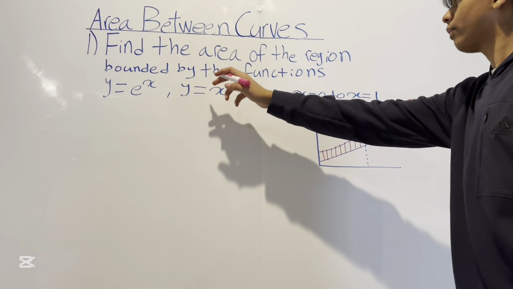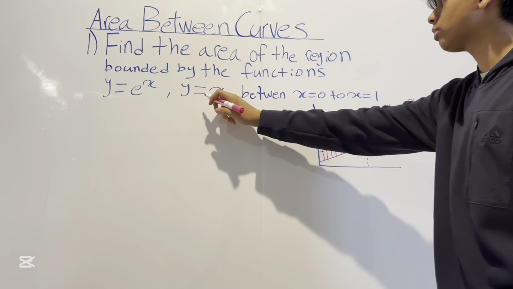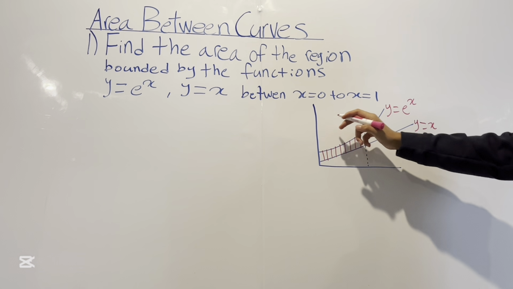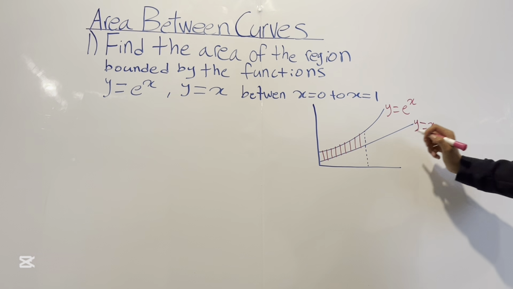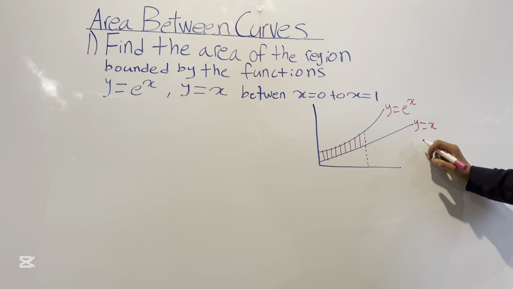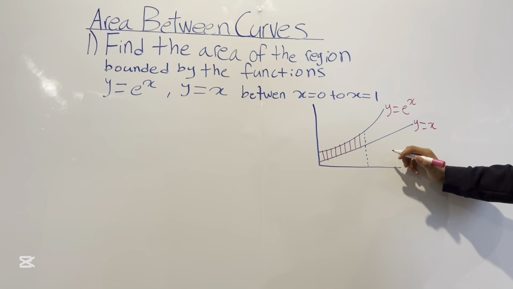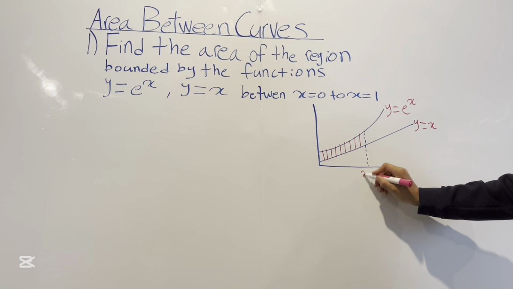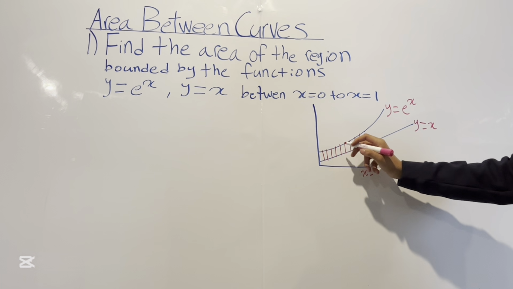Question 1: find the area of the region bounded by the functions y equals e to the x and y equals x between x equals 0 to x equals 1. So here is a sketch of what e to the x and y equals x look like. And we're given that we need to find it between x equals 0 and 1. So here's a dotted line of where x equals 1 would be. So we see that e to the x is above x.